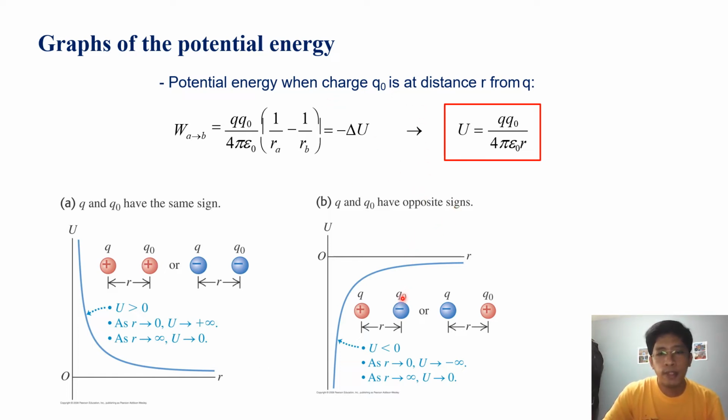If Q and Q naught have opposite signs, it may be that your Q is positive and your Q naught is negative, or your Q is negative and your Q naught is positive. For this case, the potential energy is negative. You have a positive times a negative, which is negative. And as r approaches zero, as these two become closer together, the potential energy approaches negative infinity. And as r approaches infinity, that is, as they go farther and farther apart, your U approaches zero, as you can see here. If r becomes greater, this curve approaches zero.